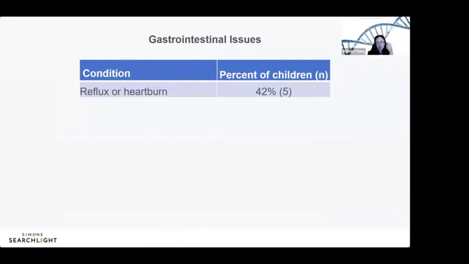If those sphincters or those muscles have low muscle tone, sometimes things can go back up when they were supposed to be going down. And that's basically what heartburn is. So some of our kiddos have heartburn or reflux. This can be very effectively treated with medication.